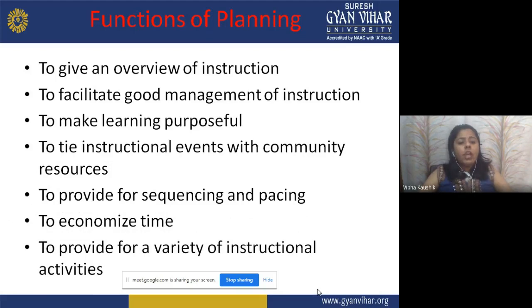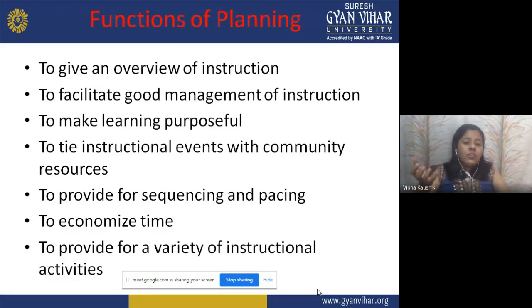Now, the next one is to provide for a variety of instructional activities. What is that? During the teaching learning process, the teacher can use a number of instructional activities to make his teaching learning process effective. Now, how can the teacher decide what type of instructional activities can be used? It should be decided on the topic, the needs of the learner, and what he wants to teach.